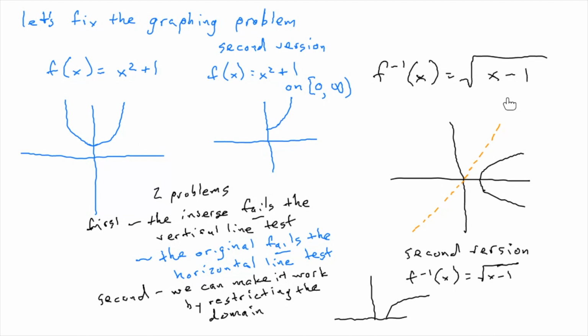Is this really the inverse of this? Well, no. Why? Because this doesn't have an inverse. Look at it. It fails the horizontal line test. If you restrict the domain, well then, yes, this is the inverse of this. And there's a graph of that inverse function.